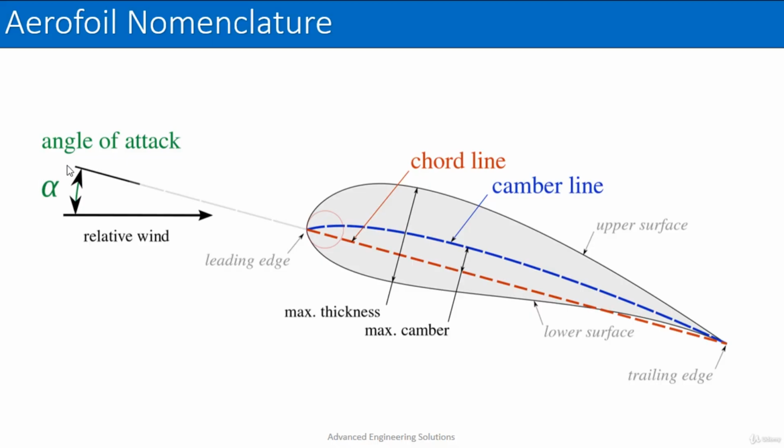And then we have the angle of attack, which is the angle between the wind and the chord line. So if you turn the airfoil, or if you turn the wind at some angle, say 5 degrees, the effect will be the same and you will get the same results.